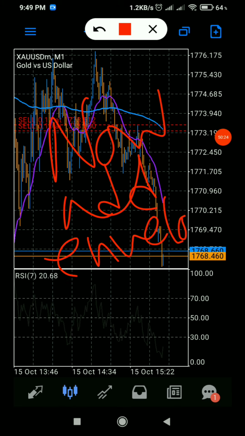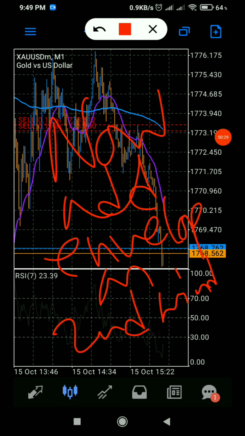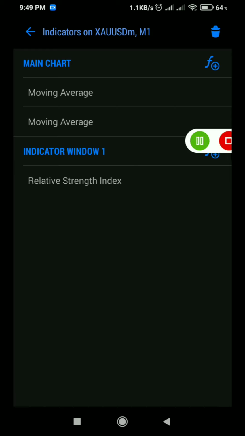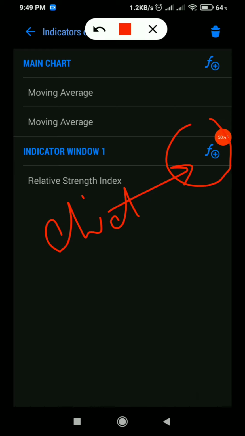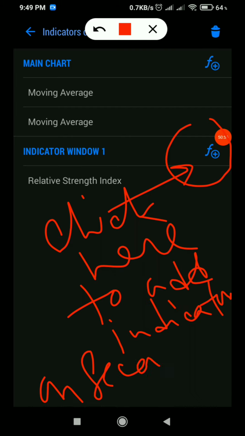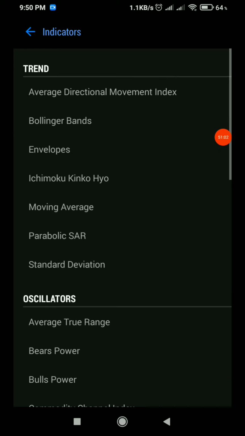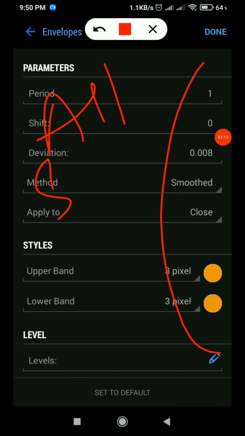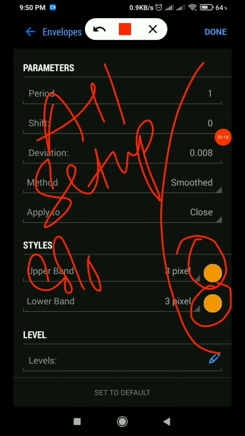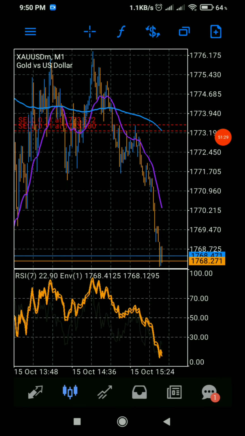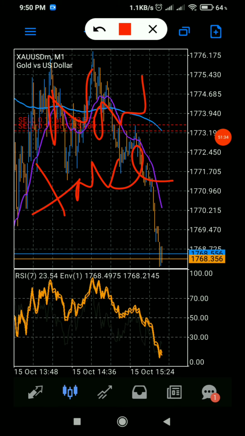Now I'm adding other indicators, envelope, on this second window here. You have to click this function button from the window tool marked as indicator window 1. Here you have to push the plus button, and now I'm adding the envelope. Have a look at the parameters: period 1, shift 0, deviation 0.008, and of course the orange color, you can call it gold color.